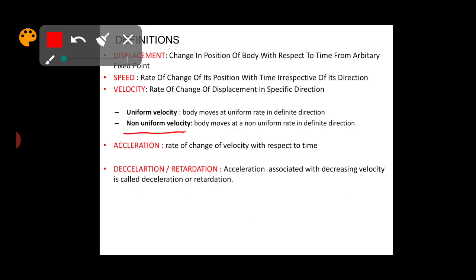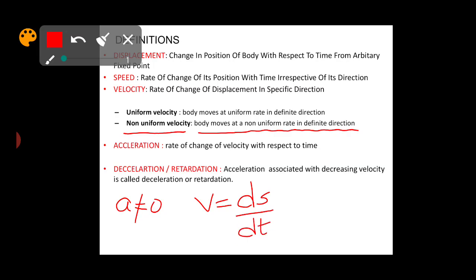Similarly, non-uniform velocity is one where the body moves at a non-uniform rate in a definite direction. When I say the body is moving at a non-uniform rate, it means that the acceleration A is not equal to 0, and velocity V is given by ds upon dt, that is V is equal to ds upon dt.